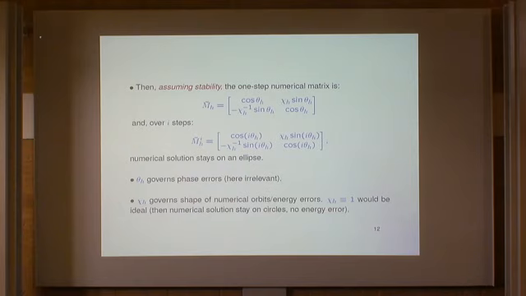So you see that there are two things in this matrix. You can express it in terms of this theta and this chi. Theta governs the phase error, which is here completely irrelevant, and this chi really governs the energy error. So if we found a method where chi of h is 1 for all h, that would be ideal for us, because at least in the harmonic oscillator, we would get no energy error, would move exactly in circles, okay?